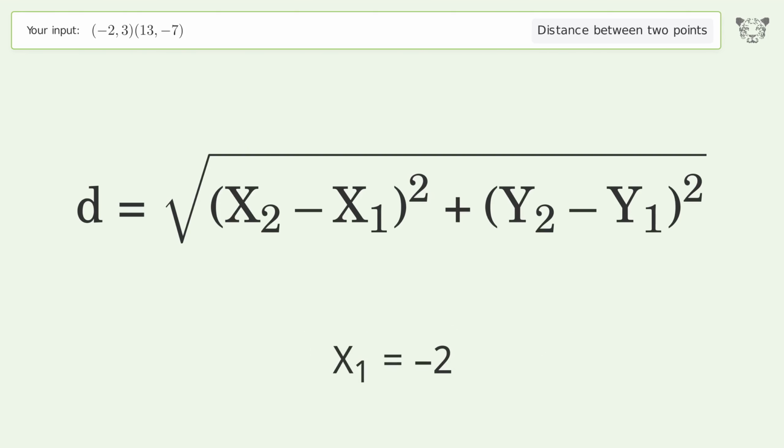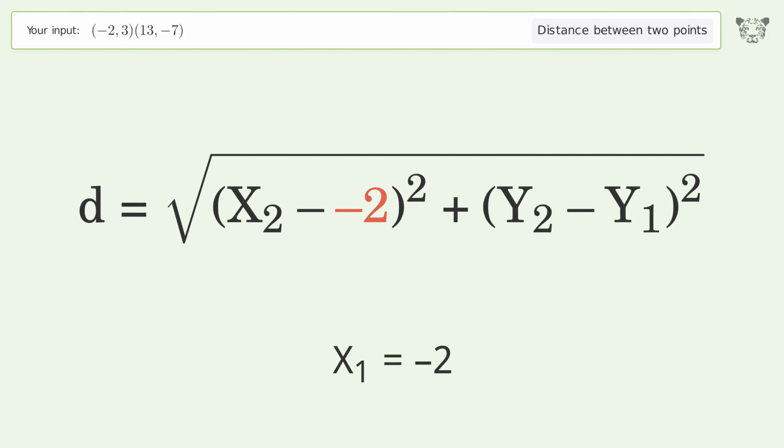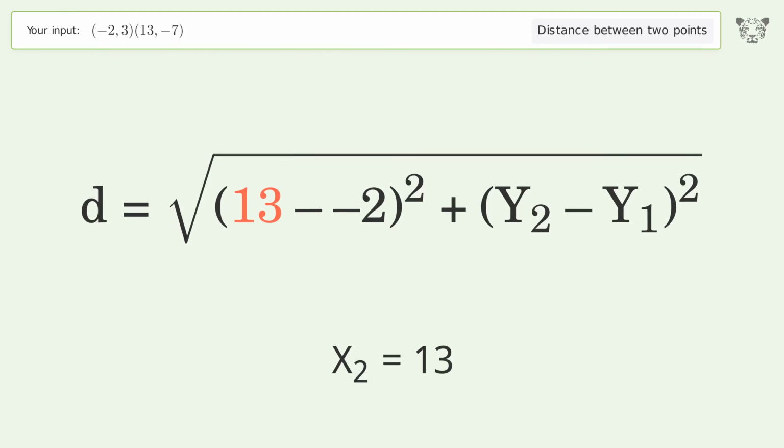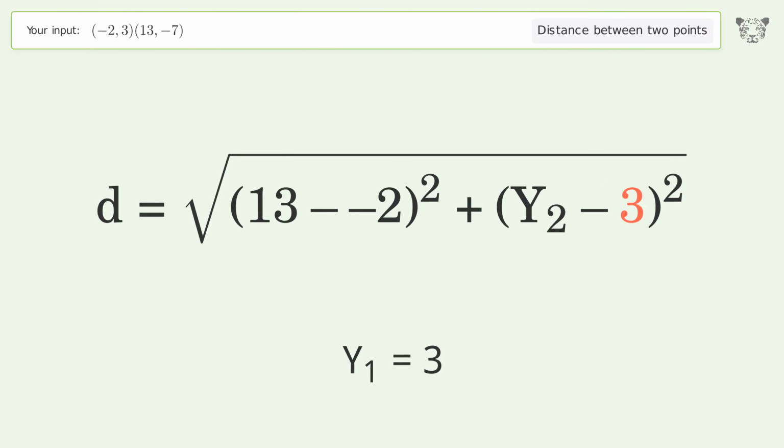x1 equals -2. x2 equals 13. y1 equals 3. y2 equals -7.